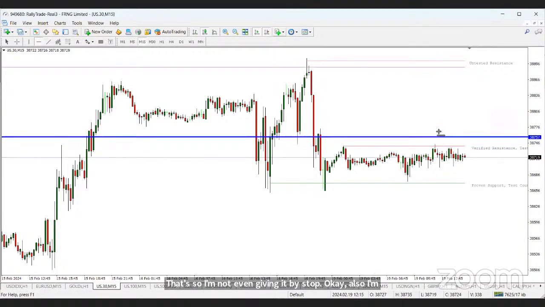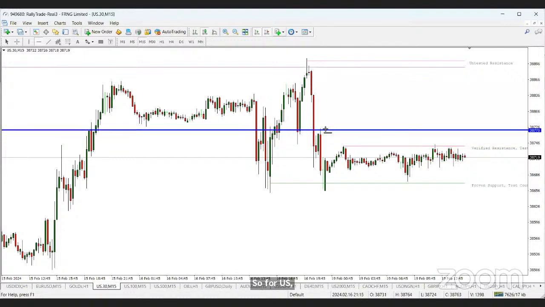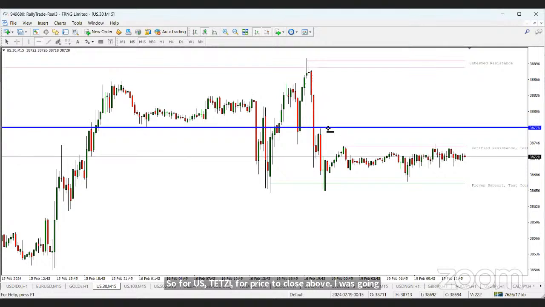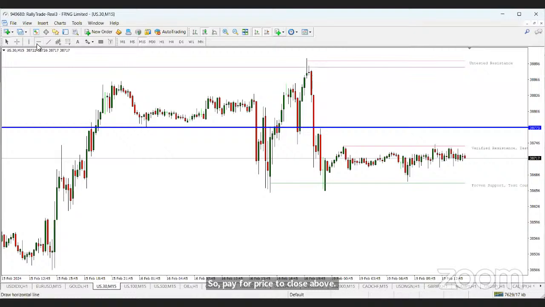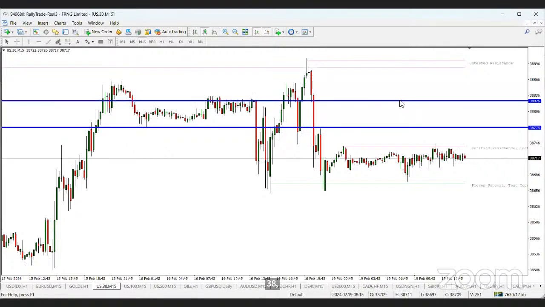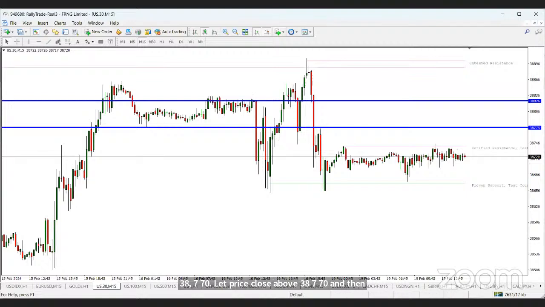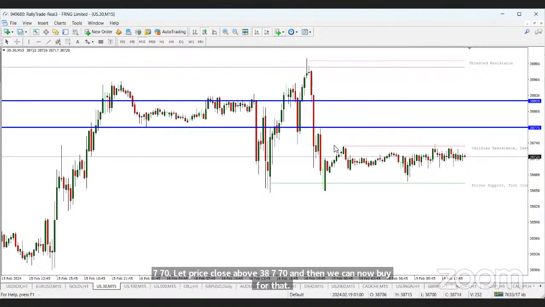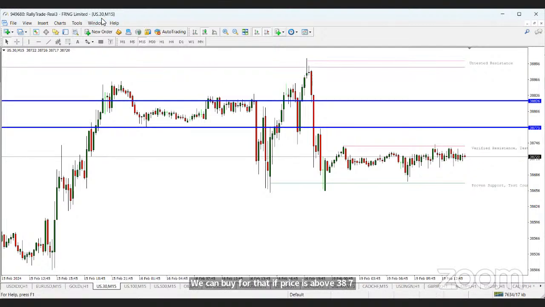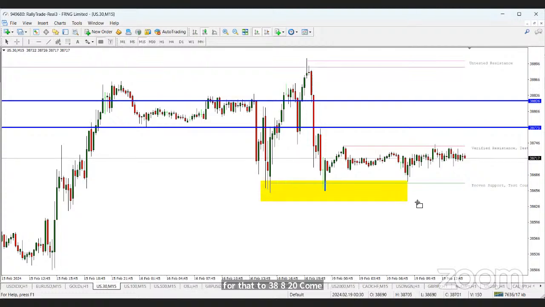So for US 30, we can wait for price to close above 38,770. I was going to put somewhere here, but I saw this bearish engulfing. Let price close above 38,770, and then we can buy further. If price closes above 38,770, we can buy further to 38,820.